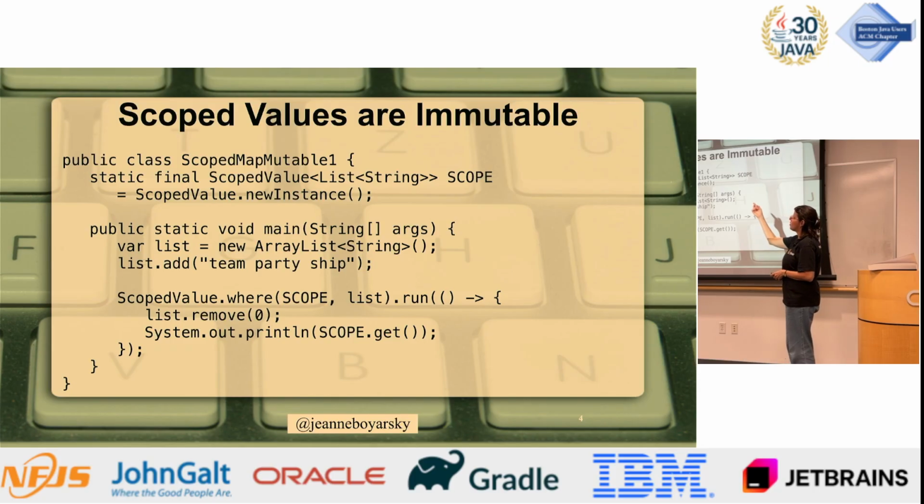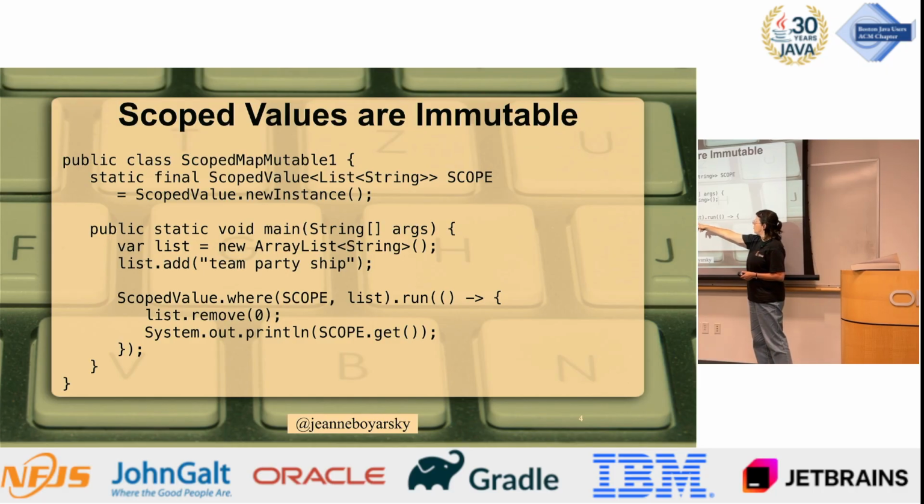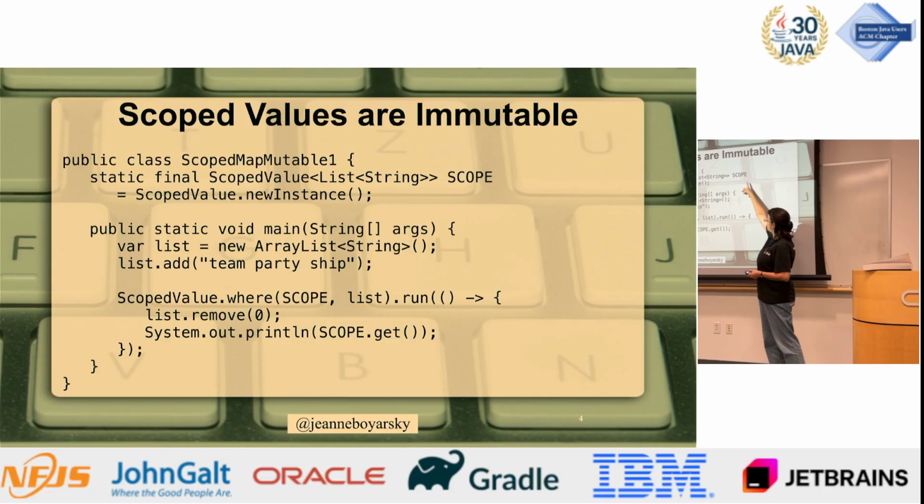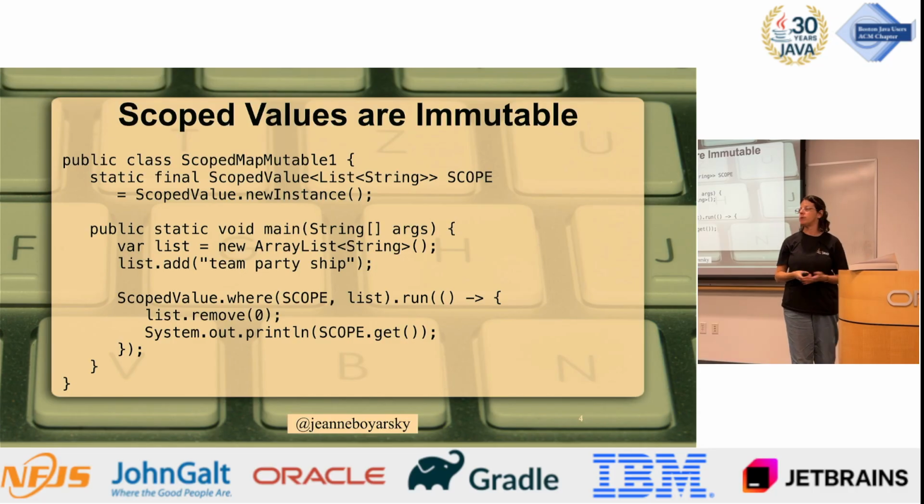So scope value new instance gives me a scope value, and I'm using a generic. So in this case, it's a list of strings. And the idea of a scope value is you have this value that is supposed to be immutable, and you can use it within a scope. So in this case, I've got scope value where I've got my scope, which is the thing I'm passing in, and then I've got a lambda inside, which could be a direct lambda or a method reference or a call to pretty much anything that is allowed to use my scope value.